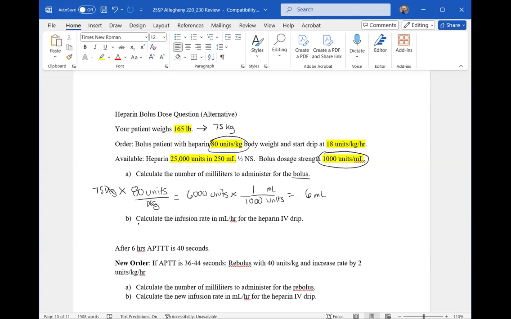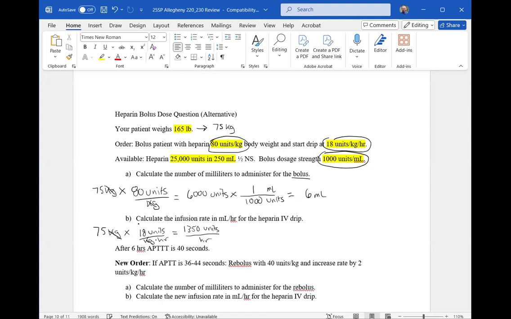All right. Next, I'm going to do the infusion rate. So same patient, same weight, 75 kilograms. And I'm going to multiply by the 18 units per kilogram per hour. I apologize, I'm not giving myself enough room here. And then again, how do I know that? Because it tells me to start an infusion rate at 18 units per kilogram per hour. So I'm going to take 75 times 18, and I'm going to get 1,350, and that's units per hour.